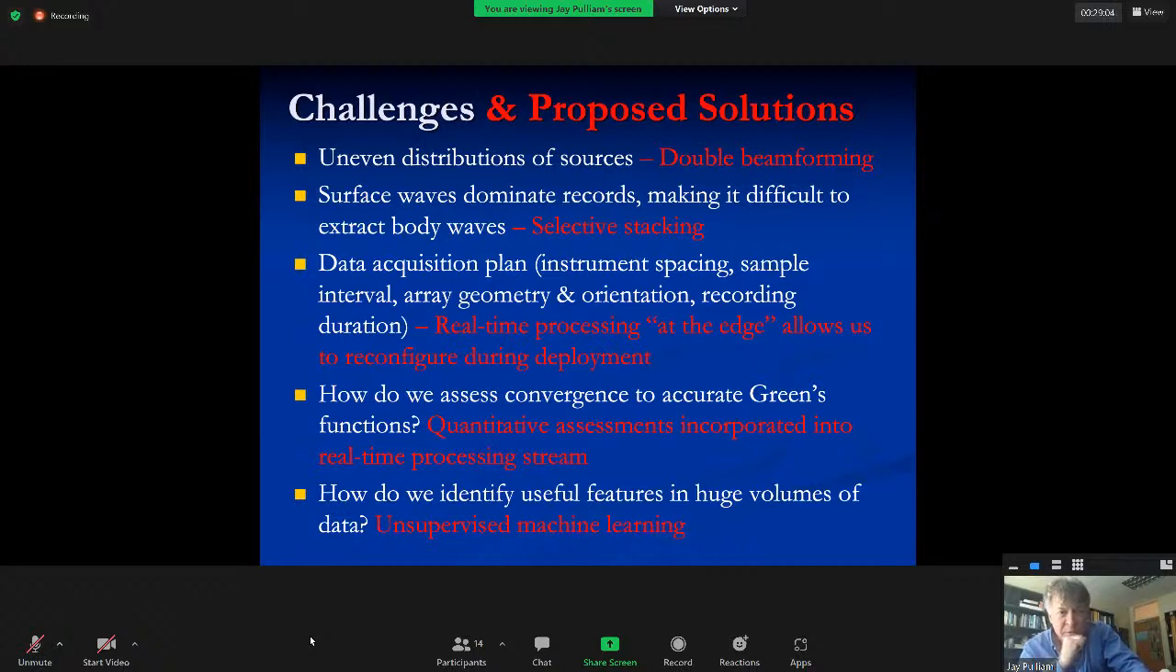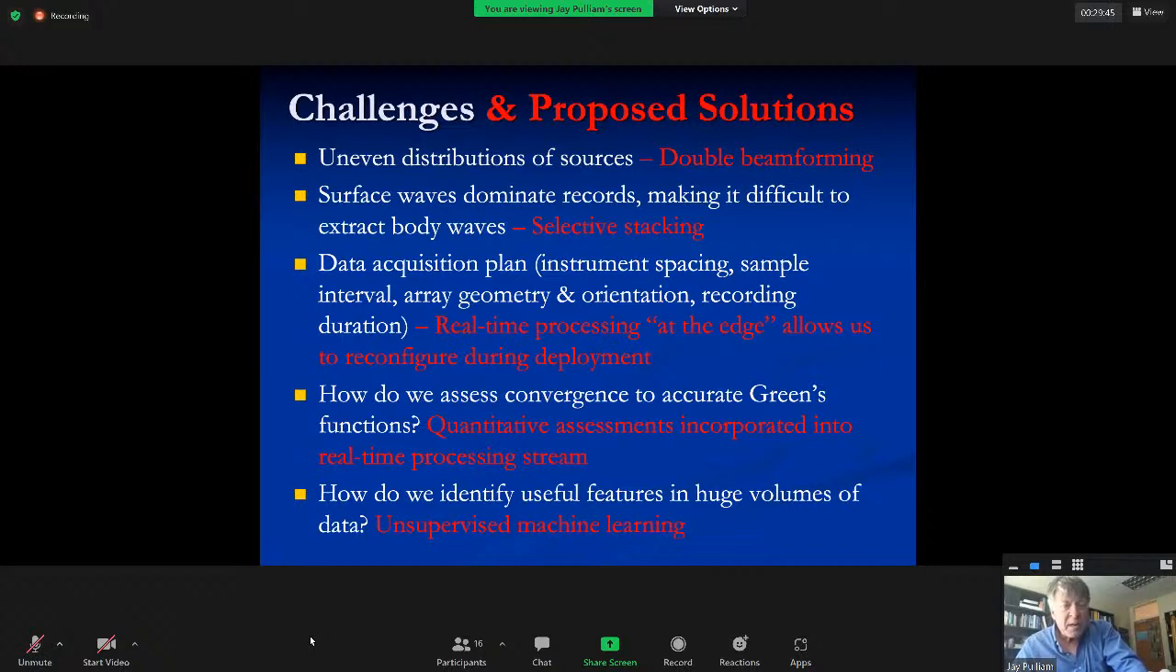Next is to find time windows that are rich in body wave energy and have relatively little surface wave energy, and then selectively stack those. We have many examples that show that this fairly standard brute force approach, process and stack everything, doesn't work as well as finding windows that have relatively low noise or contaminations like surface waves, and selectively stacking the ones that are best. So the challenge, of course, is how to identify those.